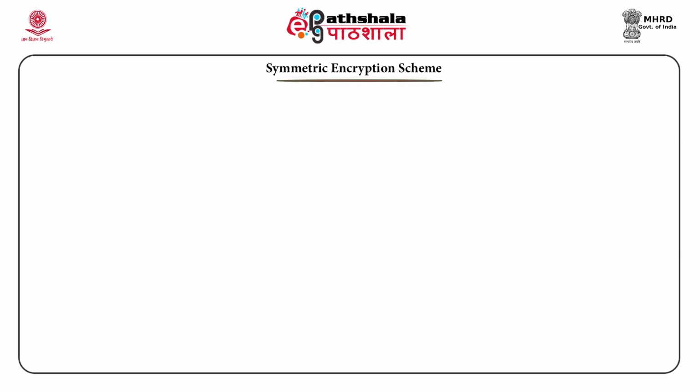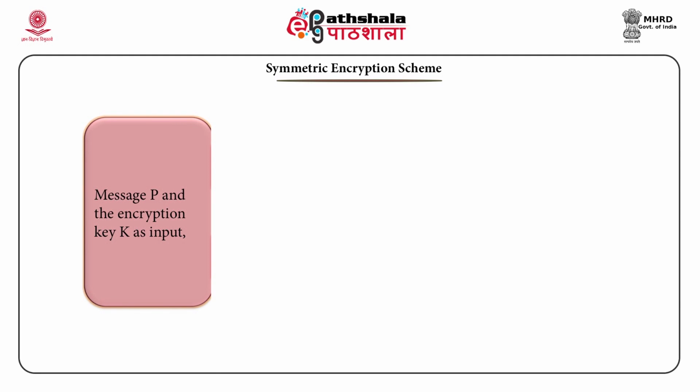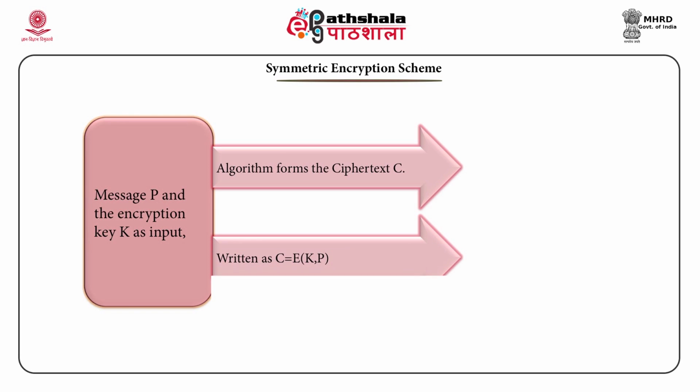What is a symmetric encryption scheme? Message P and the encryption key K are the input. Ciphertext C is retrieved, which is written as C = E(K, P). Now you know all the conventions. C is the ciphertext, P is the plain text, K is the key, and E denotes the encryption algorithm.